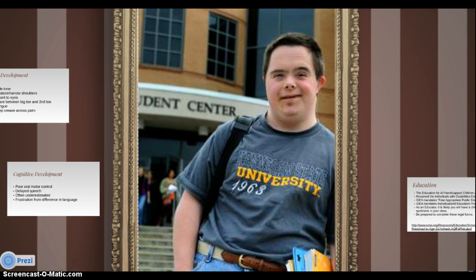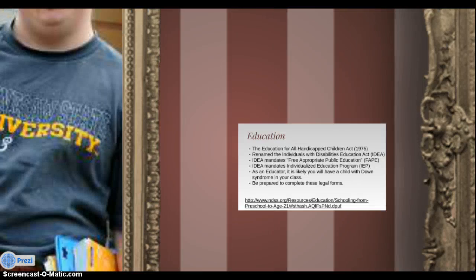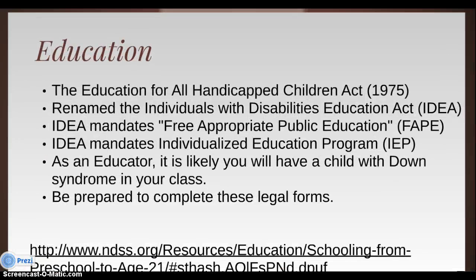As future educators, it is important to know the laws that surround students with Down syndrome and other exceptionalities. The Education of All Handicapped Children Act was instituted in 1975 and later renamed the Individuals with Disabilities Education Act, also known as IDEA. IDEA mandates that a free and appropriate public education be available for all school-aged children with special needs. A free appropriate public education, also known as FAPE, requires that students receive special education and related services that meet their unique needs and prepare them for independent living, employment, or post-secondary education once their secondary education is complete.